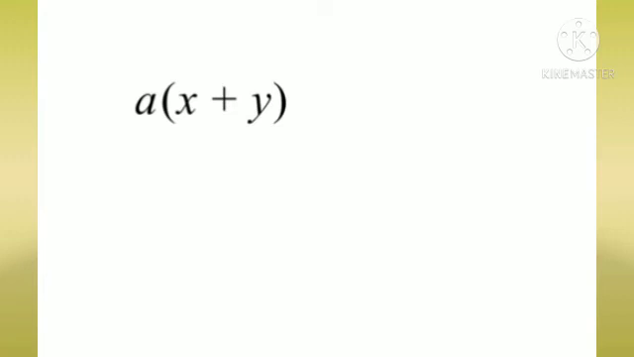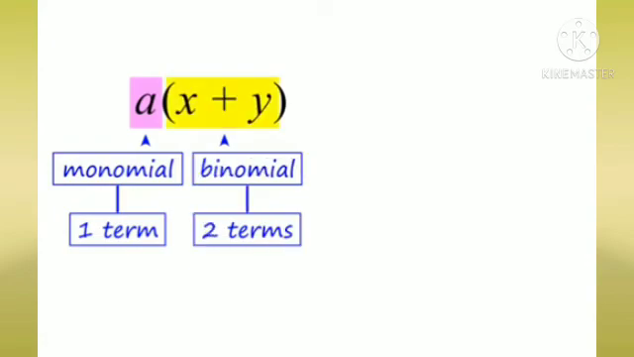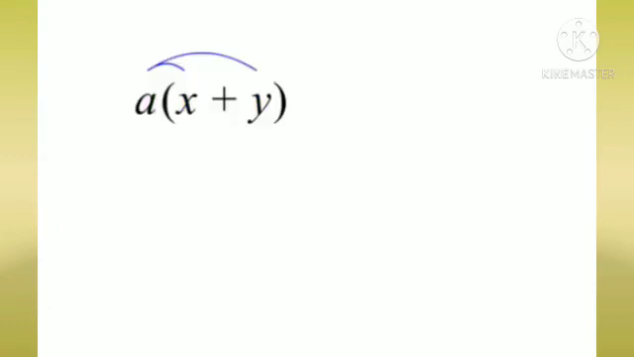By now you should have no problem multiplying out this expression. We have a monomial, or one term, being multiplied by a binomial, or 2 terms. To multiply this, we need to multiply each term inside the bracket by a. A times x equals ax. And a times y equals ay. Please pause to check my working.